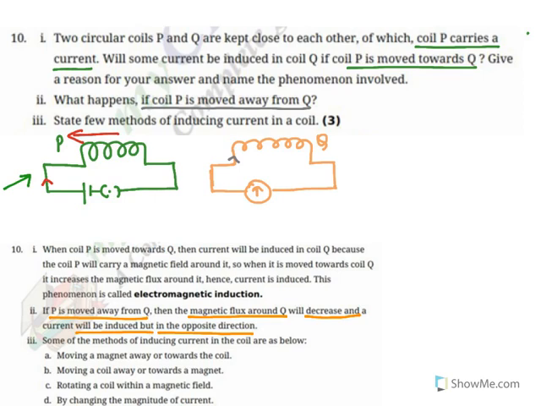State a few methods for inducing current in a coil. We can induce a current in the coil by moving a magnet away or towards the coil, by moving the coil away or towards the magnet, rotating a coil within a magnetic field, or changing the magnitude of the current. In all these ways, we change the magnetic field around a coil and a current is induced.